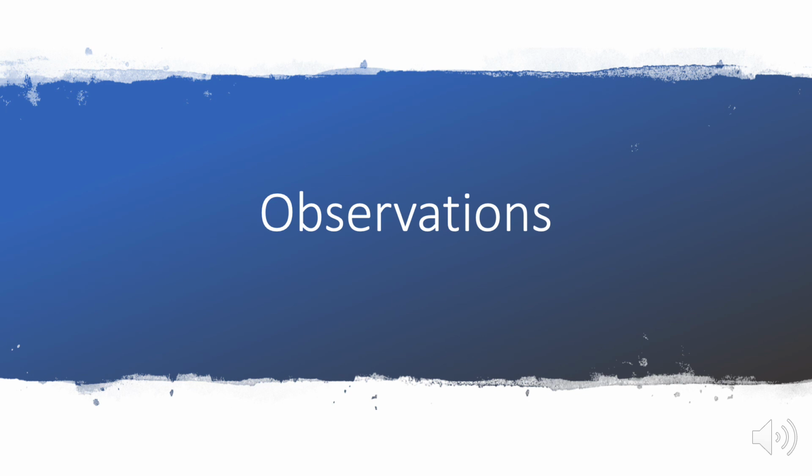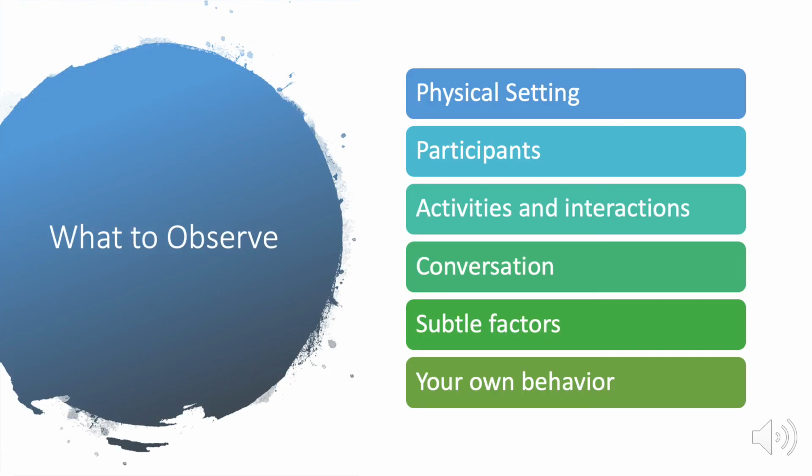So switching gears to observations, there's a lot of different ways observations can be incorporated into qualitative studies. You may be observing a physical setting, you may be observing people, you may focus on particular activities or interactions, you may look at conversational exchanges, you may be sort of self-observing your own behavior in a particular context, and subtle factors is you might be kind of seeking out symbolic meanings or nonverbal communication, or perhaps even paying attention to what's not happening.